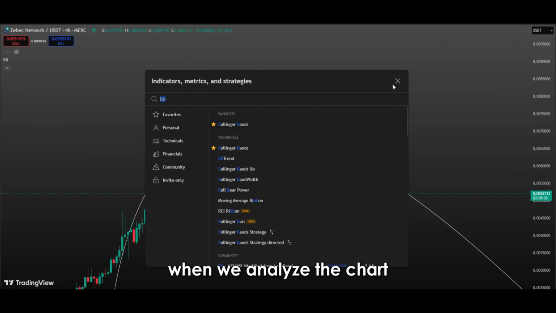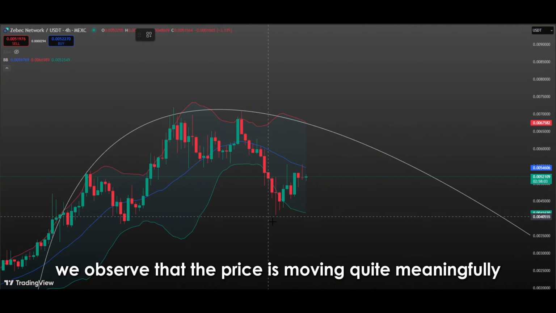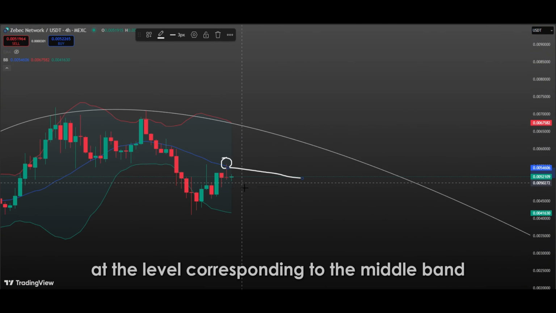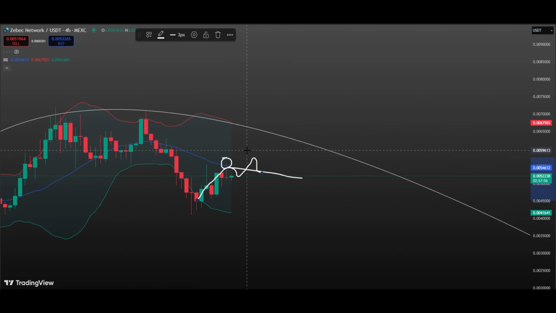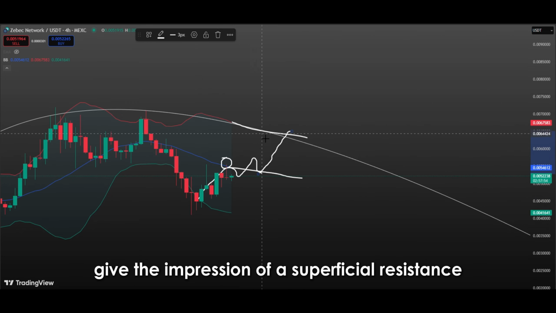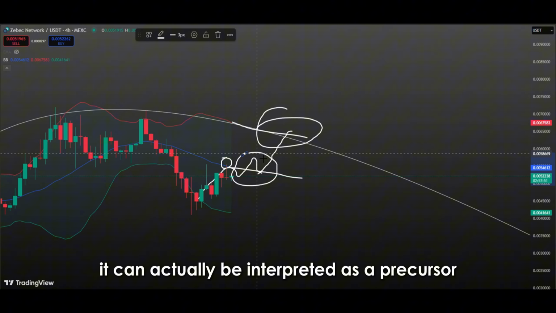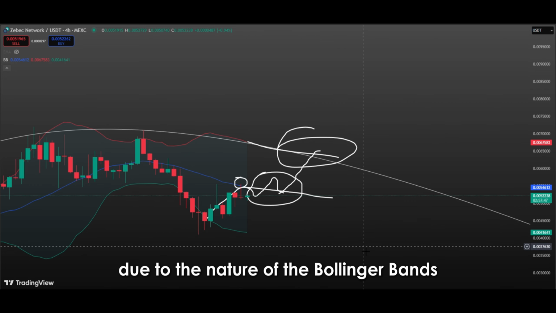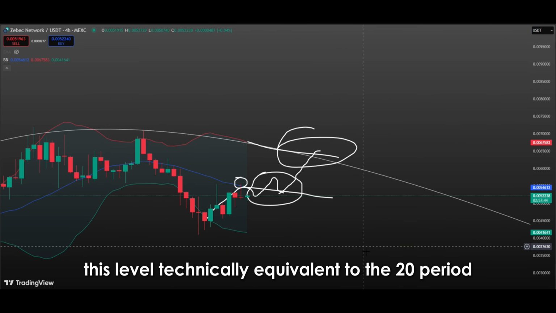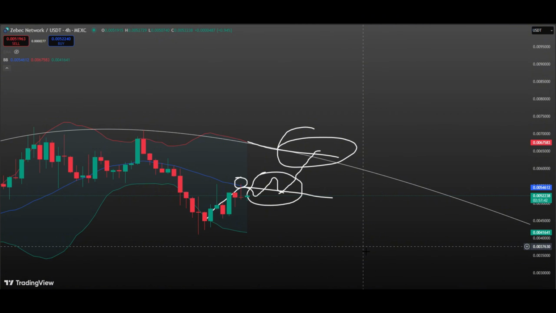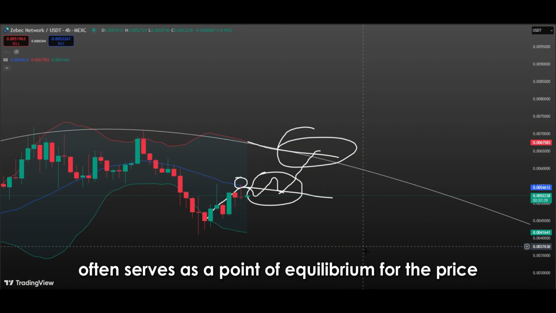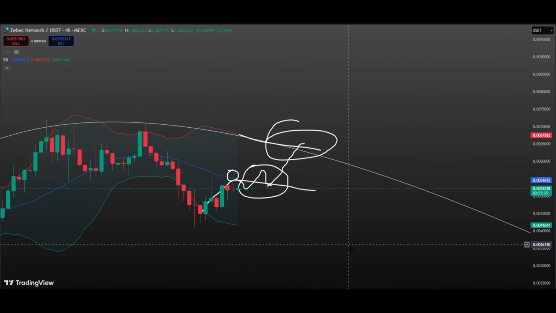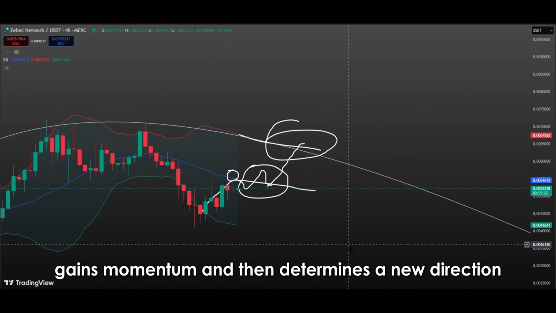When we analyze the chart, we observe that the price is moving quite meaningfully within the Bollinger Bands and is currently experiencing a certain pause at the level corresponding to the middle band. Although this pause may initially give the impression of a superficial resistance, it can actually be interpreted as a precursor to a larger move. Due to the nature of the Bollinger Bands, this level, technically equivalent to the 20-period simple moving average, often serves as a point of equilibrium for the price. When the price reaches this level, it digests past volatility, gains momentum, and then determines a new direction.